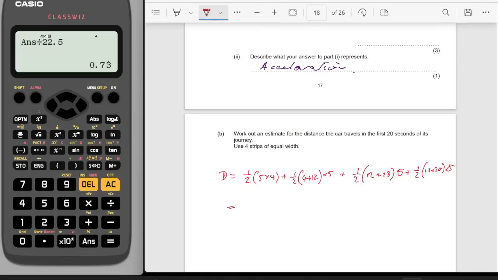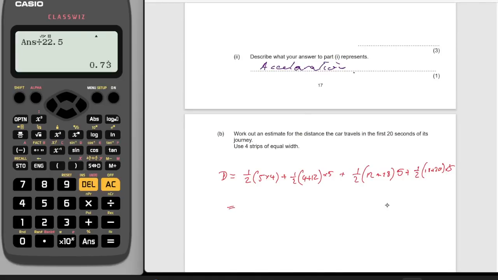Okay, provided I typed that in okay, I'm not going to have any dramas with that. What I'm actually going to do is take a bit of a shortcut. I'm going to take the half, just to type it in easier for myself, times by 5. I'm going to take that out as a common factor. That would leave me with just 4 plus 4 plus 12 is going to be 18, plus 12 plus 18 is going to be 30, plus 18 plus 20 is going to be 38. So I'm looking at 225.